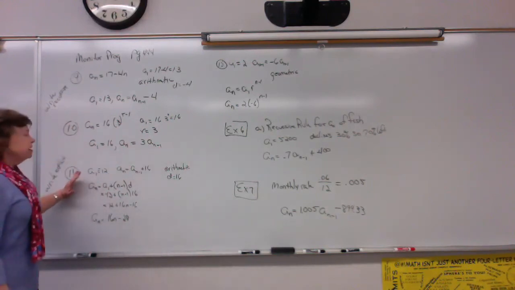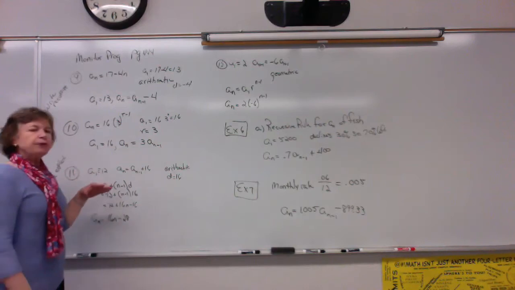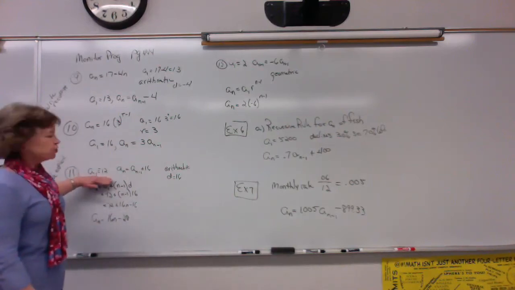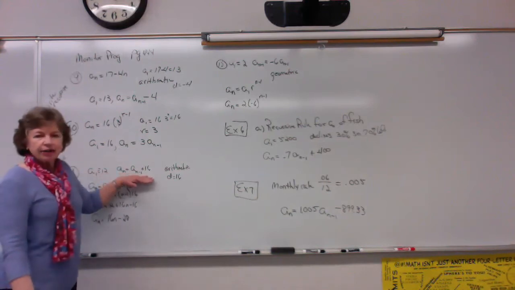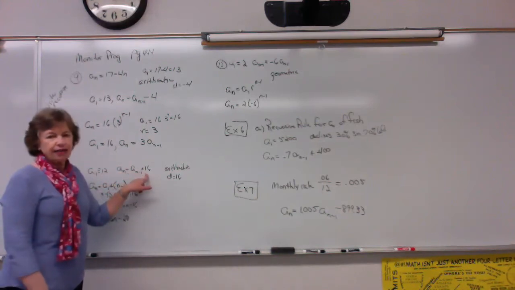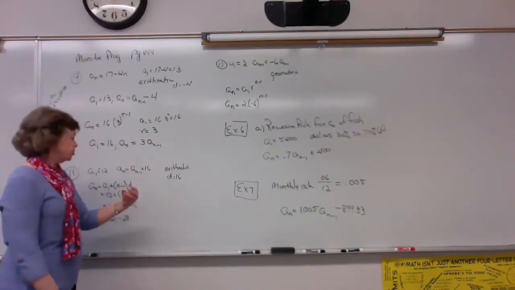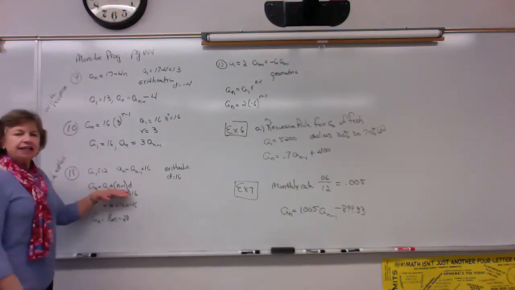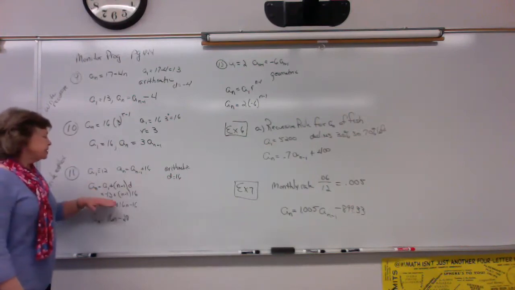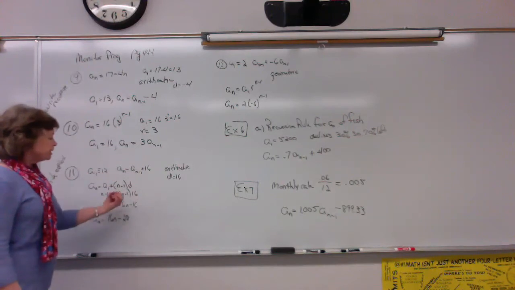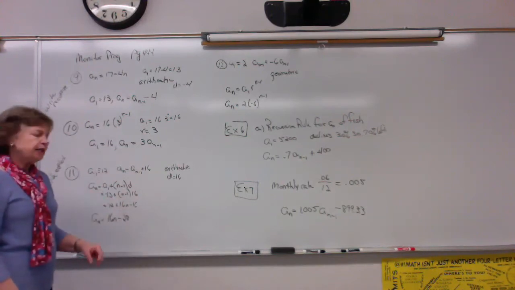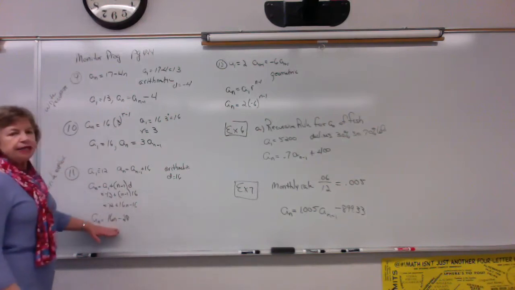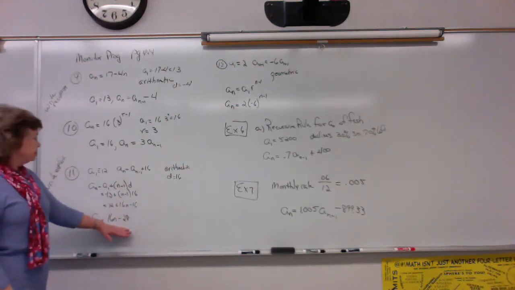For number 11, this time you were asked to go from the recursive to an explicit formulation. So they gave you the first term was 12, and you can tell that it's arithmetic, and from this you know that you're going to be adding 16 to each term. So remember your general rule is a sub 1 plus n minus 1 times that common difference. So 12 plus n minus 1 times 16. I'm distributing, simplifying, and the rule that you should have ended up with was a sub n equals 16n minus 4.